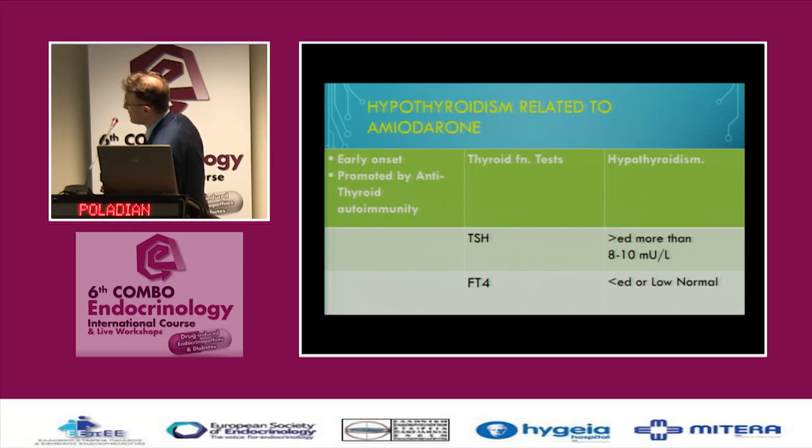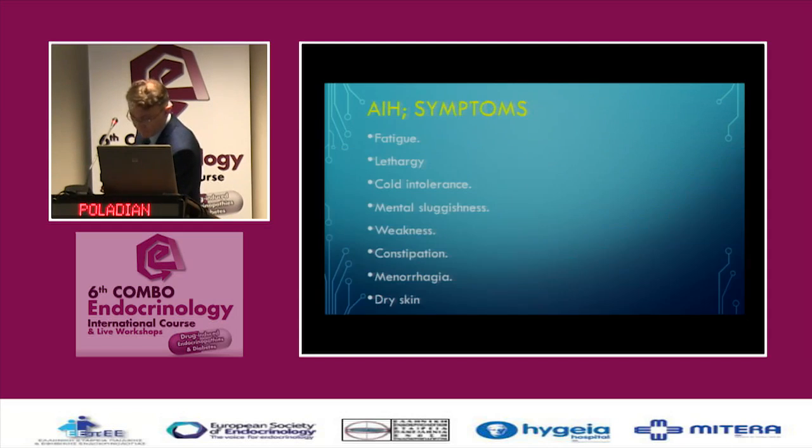Hypothyroidism related to amiodarone is early onset and promoted by antithyroid autoimmunity. The thyroid function tests we have to keep in mind, these are the two most common we have to do, and then look for the hypothyroidism: whenever TSH is increased to more than 8 to 10 mU per liter, or FT4 is decreased or low normal. What are the symptoms? Fatigue, lethargy, cold intolerance, mental sluggishness, weakness, constipation, menorrhagia, dry skin. So it is not a big deal to just look for the symptoms. It is a pure hypothyroidism.